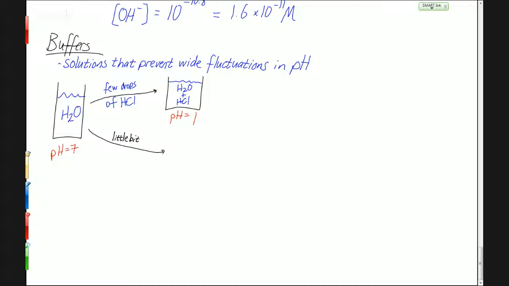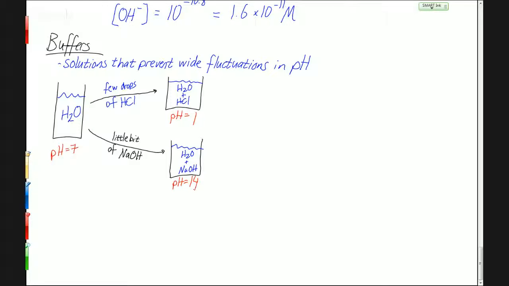Instead of a few drops, I'm just going to say a little bit of sodium hydroxide, a strong base, because it's a solid. So you just drop a little grain of sodium hydroxide in there, or a few drops of a sodium hydroxide solution, and you get the same thing. Now we have water and sodium hydroxide, and our pH has suddenly jumped up to like 13 or 14. Super basic, just from a little bit. So that's normal behavior of a neutral water solution.